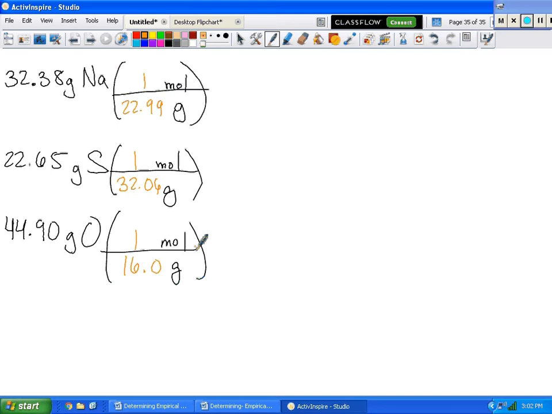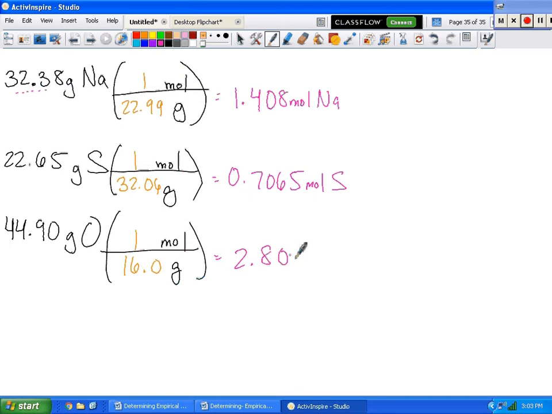So here's what I got. I got 1.4. Now, real quick, how many sig figs did we start with? Started with 4 of them. So we've got 1.408 moles of Na. We've got 0.7065 moles of S. And we've got 2.806 moles of O. So far, the only thing we've done, we wrote down the numbers that were given.